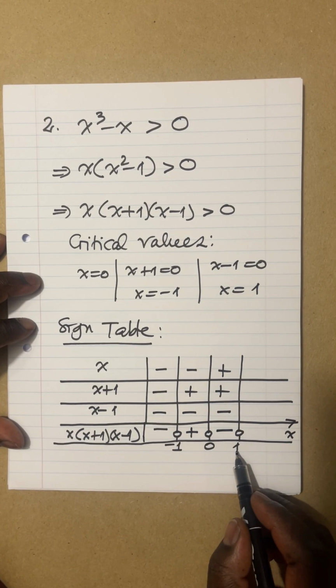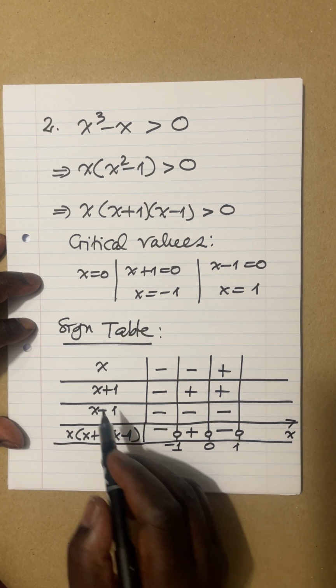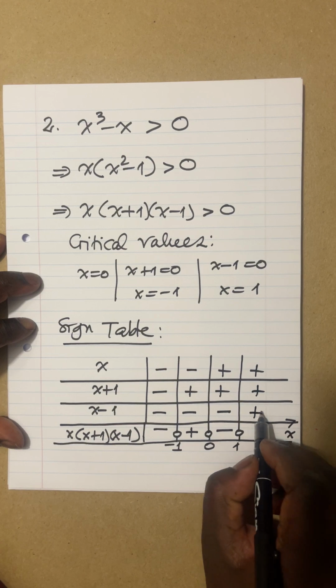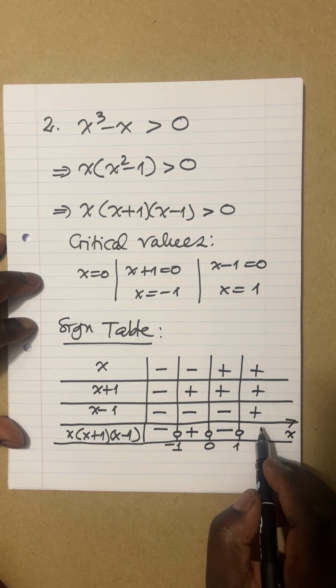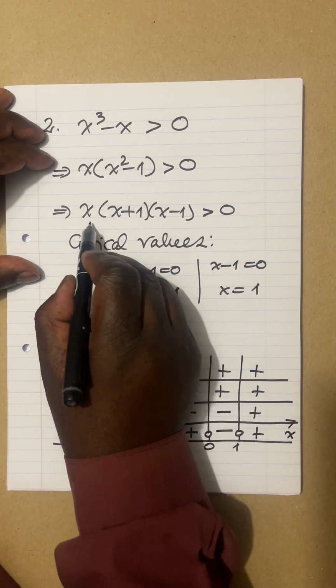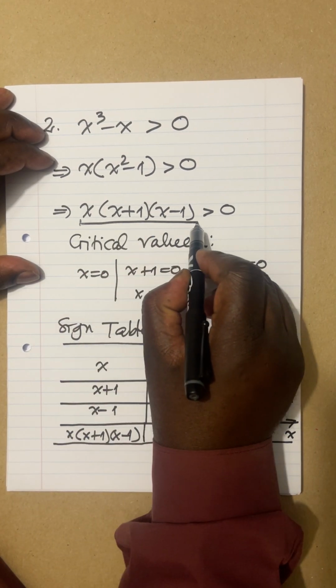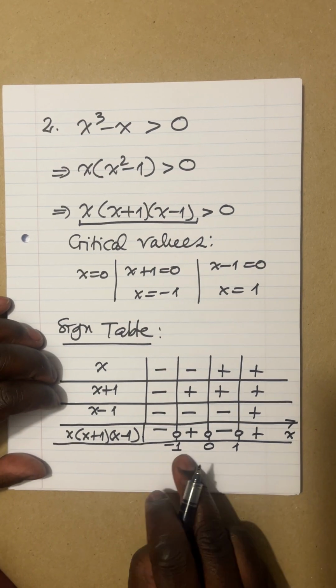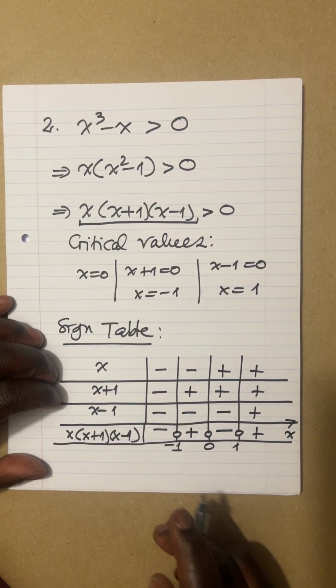Now if you pick a number to the right-hand side of 1, that will be 2. Put 2 here, there, and there, you get positive all through, and therefore the product of these 3 positive numbers is going to be positive. What are we interested in? We are interested in a positive product. Remember, the product must be positive. And so our solution lies in there and to the right-hand side of that.